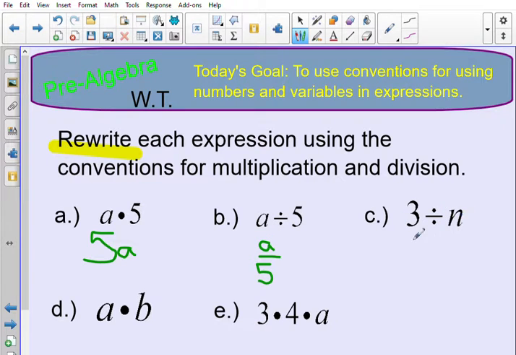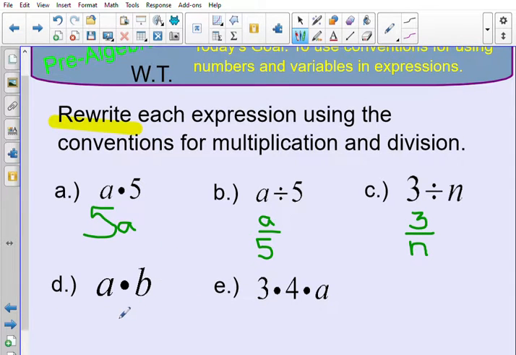C, 3 divided by n. 3 is the first thing we read, so 3 divided by n. Again, go to that idea of reading it like a book, left to right, top down, 3 divided by n. A times b, we're just dropping that dot, it just becomes ab.